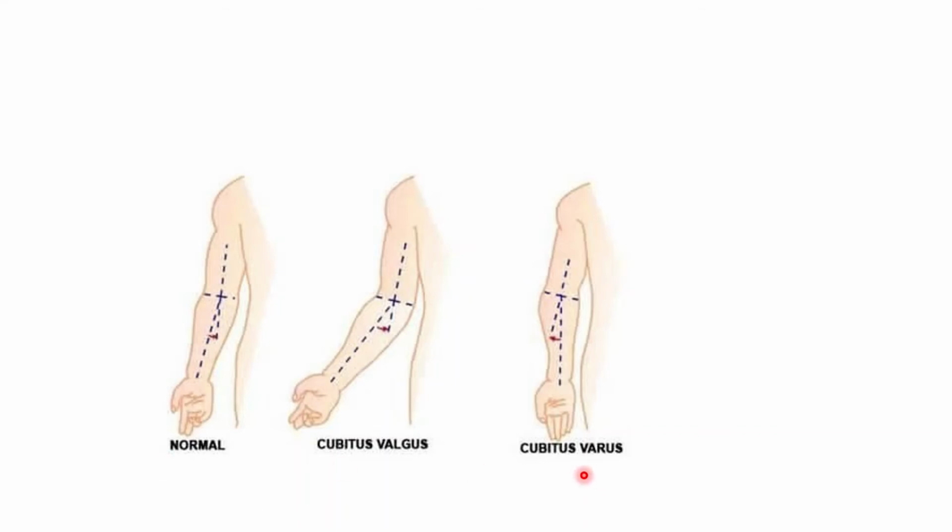This is the picture showing the normal carrying angle. We can make out the condition in cubitus valgus where the obtuse angle of the carrying angle is minimized; the angulation is decreased. In the condition called cubitus varus, the carrying angle is increased, that is, medial deviation of the forearm is seen. So this is about the various clinical conditions related to the cubitus.